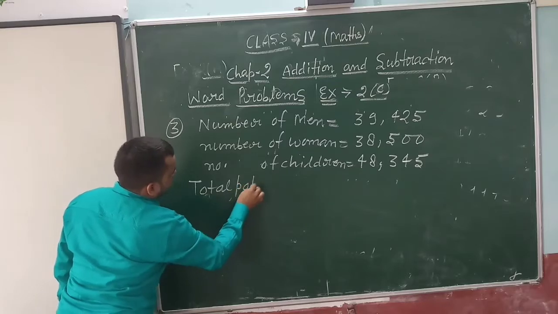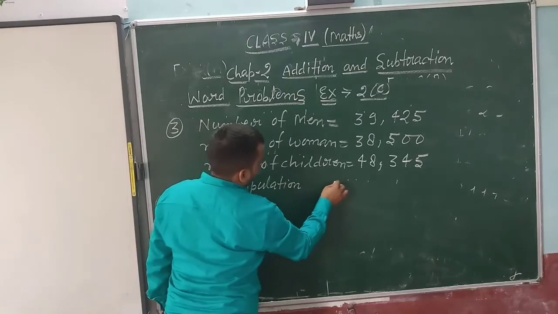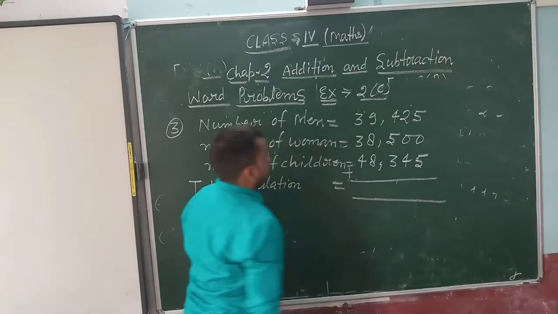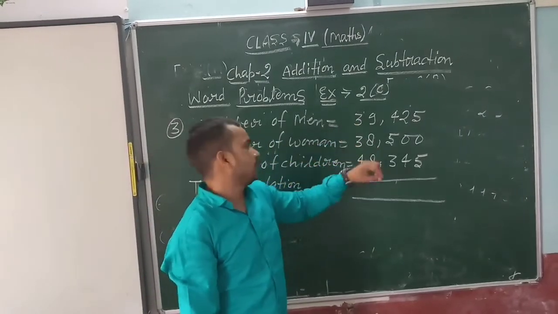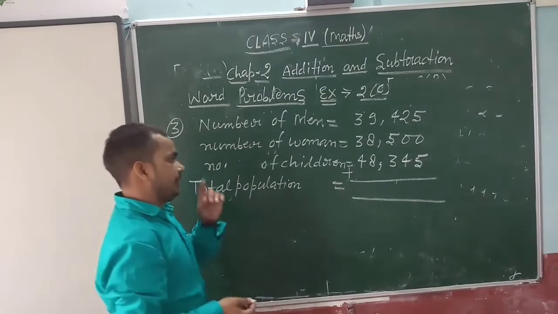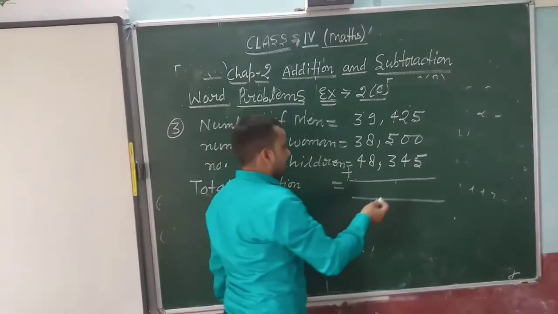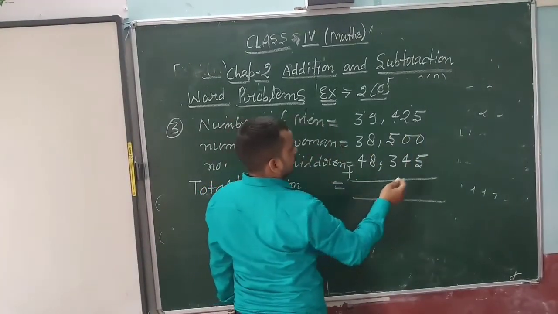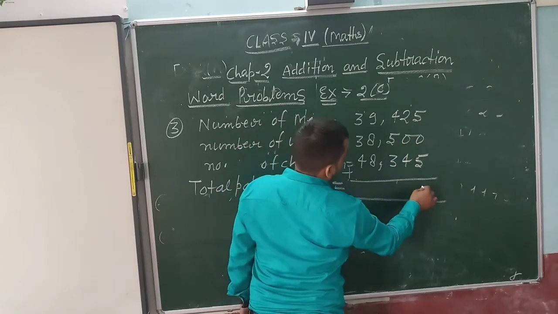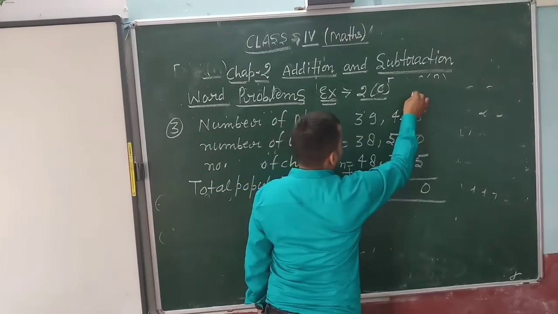Total population equals, we have to add number of men plus number of women plus number of children. So we get the total population of the town. So now we add from the right side 5 plus 0 plus 5. 5 plus 5 plus 0 is 10. Carry out 1.